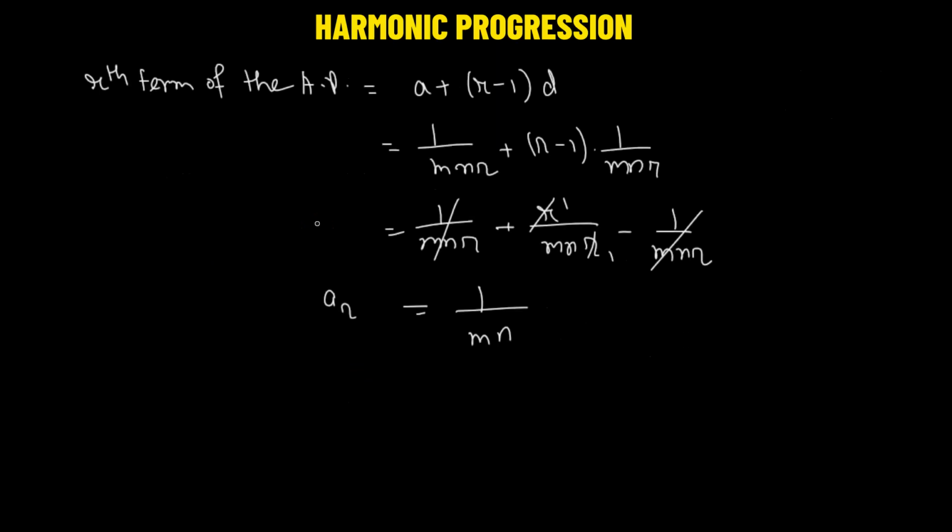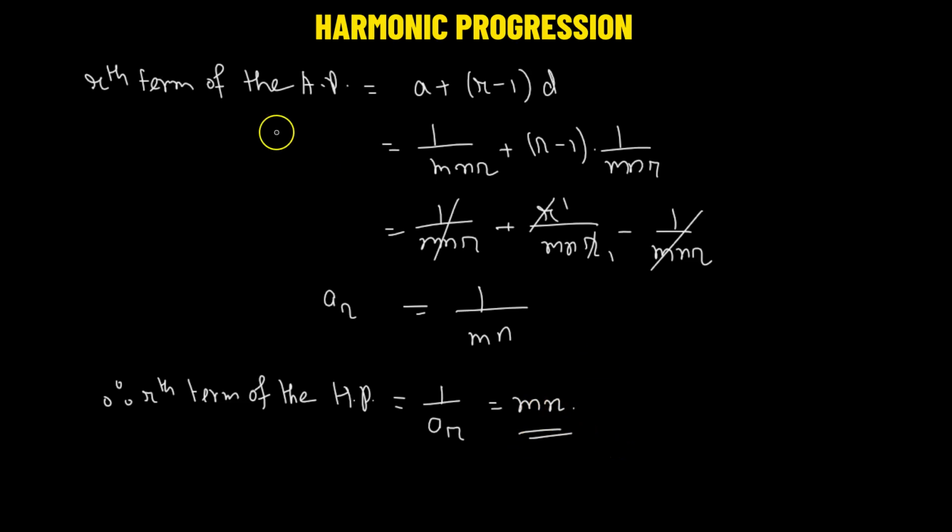However, we need not the AP but the harmonic progression. Therefore, the rth term of the harmonic progression is the reciprocal of the rth term of the AP, which is simply m times n. So this is the rth term of the harmonic progression.